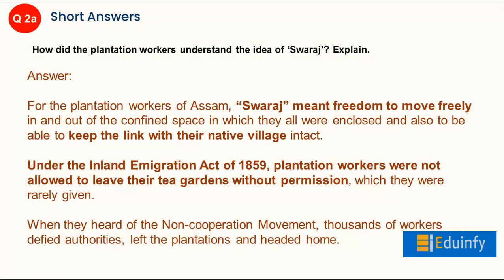How did the plantation workers understand the idea of Swaraj? Explain. For the plantation workers of Assam, Swaraj meant freedom to move freely. They were confined to a particular space and they were not able to keep links with their native villages. Under the Inland Emigration Act of 1859, plantation workers were not allowed to leave their tea gardens without permission. When they heard of the non-cooperation movement, thousands of workers defied authorities. They left the plantations and headed home.